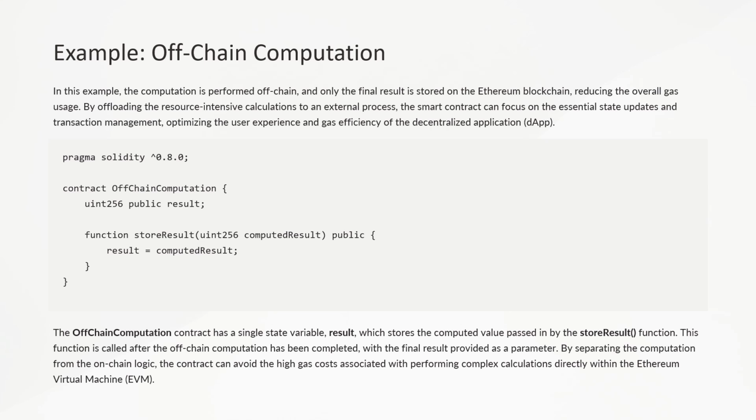This function is called after the off-chain computation has been completed, with the final result provided as a parameter. By separating the computation from the on-chain logic, the contract can avoid the high gas costs associated with performing complex calculations directly within the EVM.